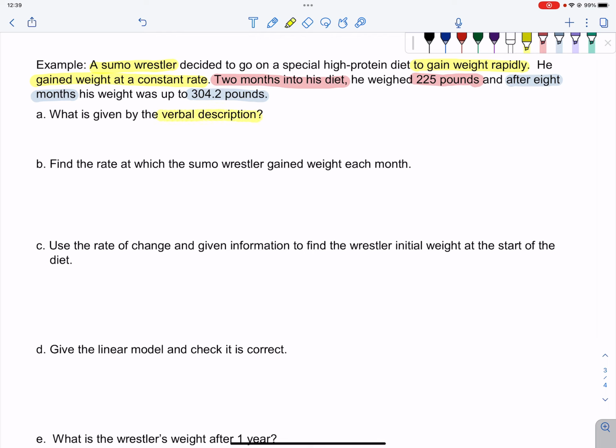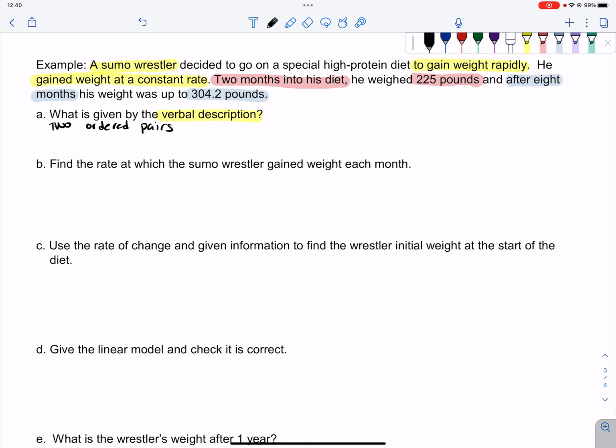So we have that he's gaining weight at a constant rate, so it's staying consistent, meaning it's going to be linear. We also have that after 2 months, his weight is 225, and after 8 months, his weight was 304.2. This is telling us we have ordered pairs. So we have 2 ordered pairs in this setup.